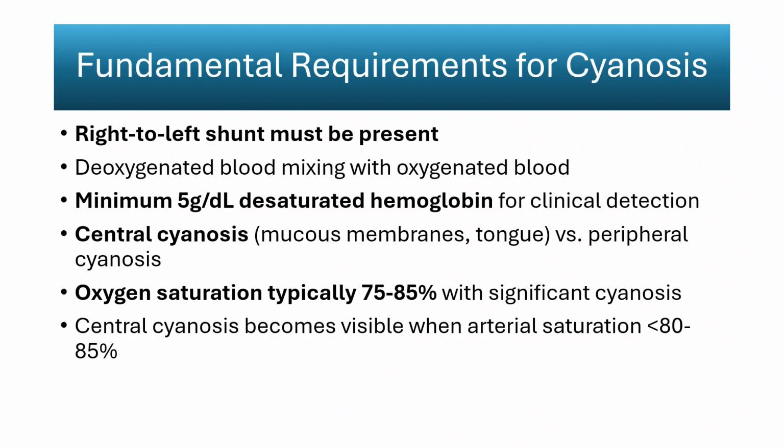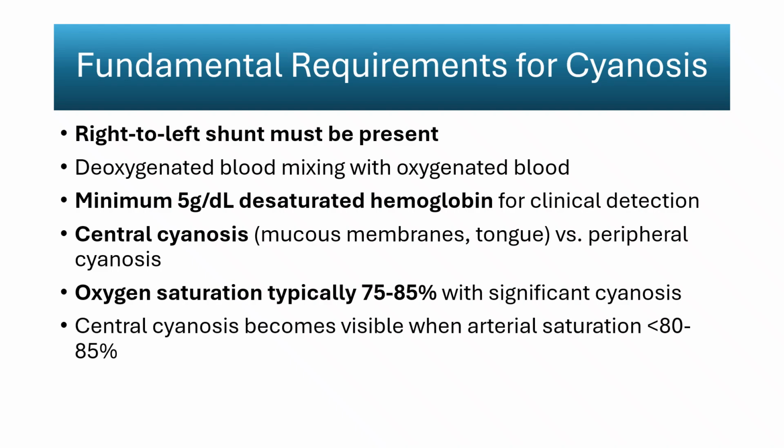That threshold explains why an anemic infant can be profoundly hypoxemic without looking cyanotic, while a polycythemic infant may appear cyanotic at higher saturations. Cyanosis is most evident centrally, on the lips, tongue, and mucous membranes, because these sites best reflect arterial saturation. Peripheral cyanosis, by contrast, often results from local vasoconstriction or low cardiac output rather than true arterial desaturation. For cyanosis to be obvious, oxygen saturation usually needs to fall into the 75 to 85% range, and central cyanosis becomes apparent when saturation drops below roughly 80 to 85%.